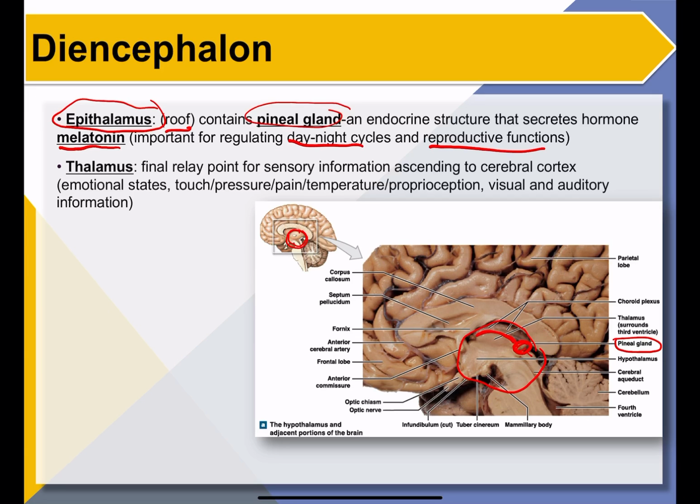And then you have the thalamus, and as we have already talked about, the thalamus is the main air traffic controller that relays sensory information ascending from the spinal cord into the cerebral cortex. So the sensory information like emotional states, touch, pressure, pain, temperature, proprioception. Remember, proprioception is your sense of position. And then visual and auditory information, all that good stuff, has to pass through the thalamus, and the thalamus is going to relay it to the correct place. Visual information, for example, goes all the way back to the occipital lobe of your cerebrum.